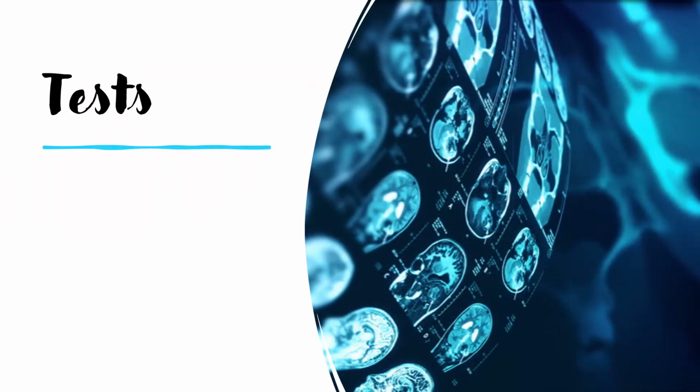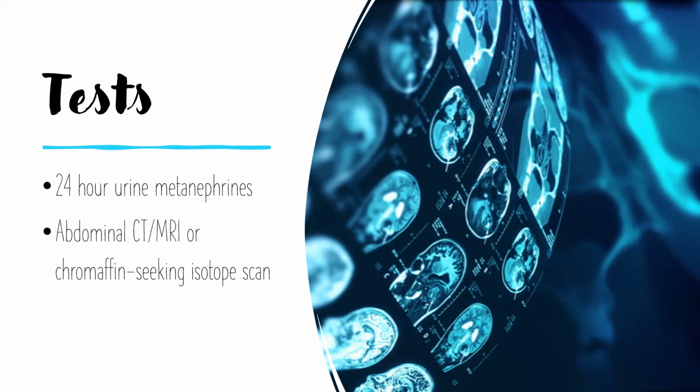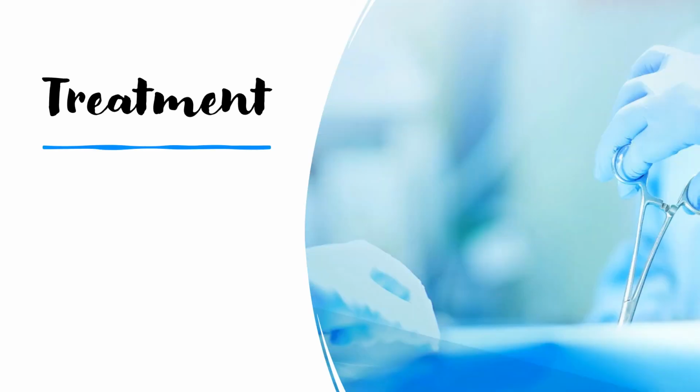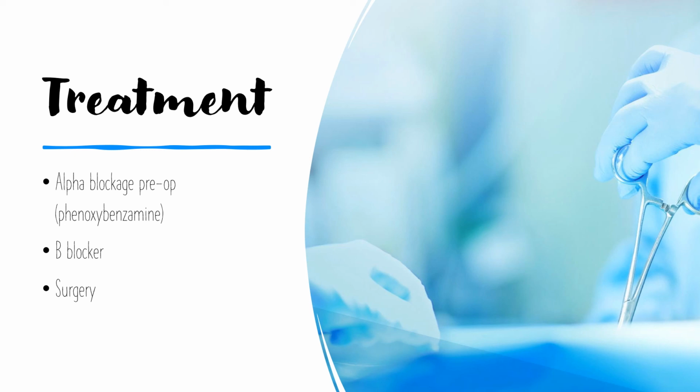The first test you're going to want to do is a 24-hour urine metanephrine test, then do an abdominal CT or MRI or a chromaffin-seeking isotope scan. Ultimately, you need to operate on this tumour, but before you do, you give an alpha blocker, such as phenoxybenzamine, rather than a beta blocker, to avoid this unopposed alpha adrenergic stimulation. However, we can give beta blockers in patients that are particularly tachycardic. Then, of course, there's the surgery, and if malignant, you need to give chemotherapy.